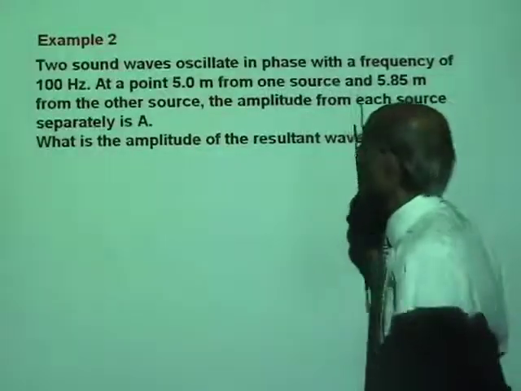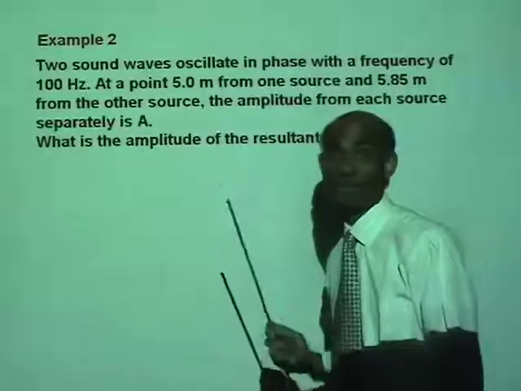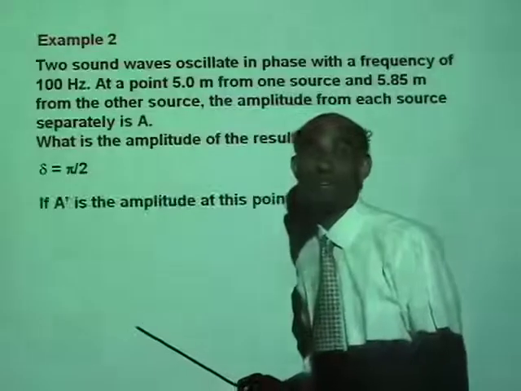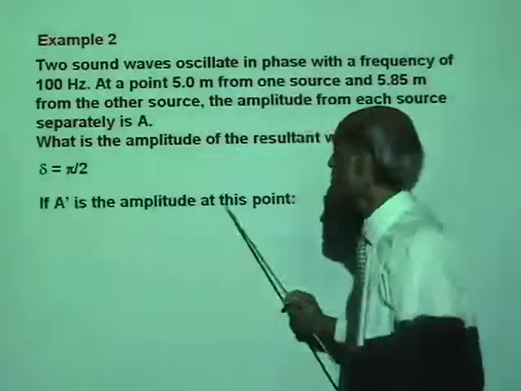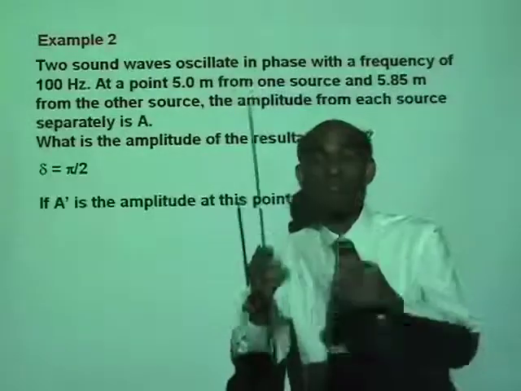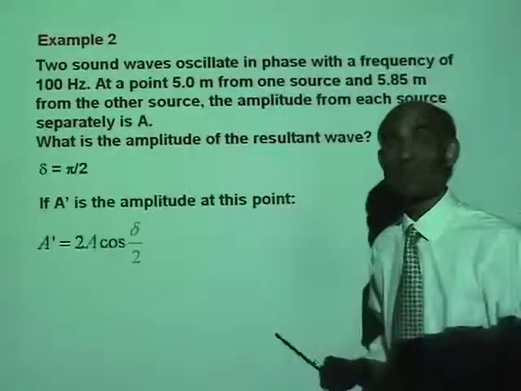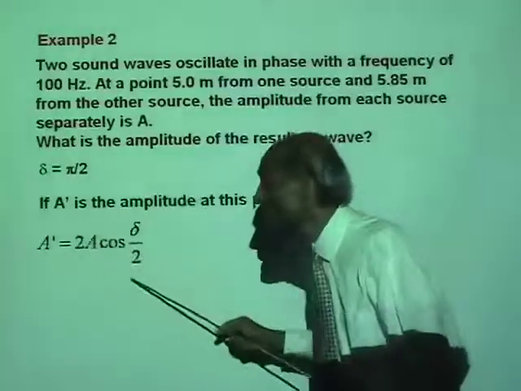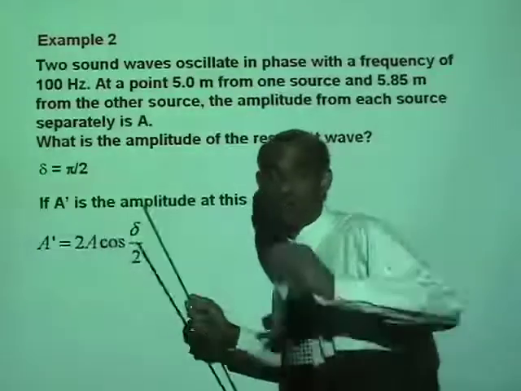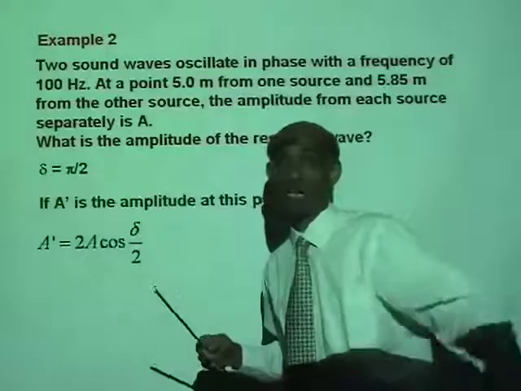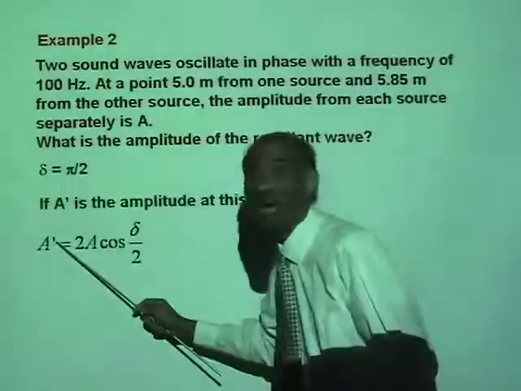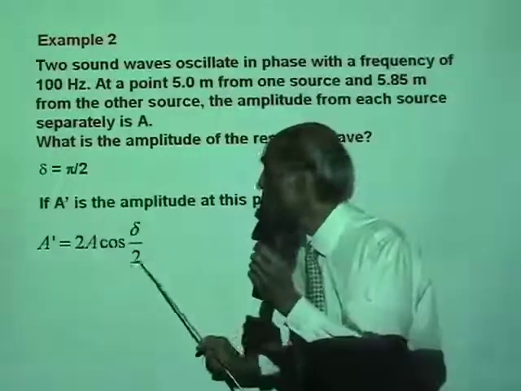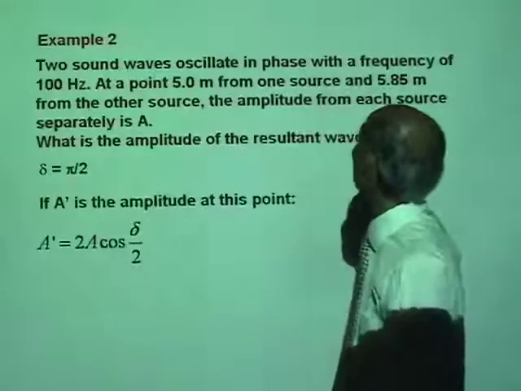What is the amplitude of the resultant wave? The same problem. What is the amplitude of the resultant wave? Well, if delta equals pi by 2, A prime is the amplitude of the waves meeting at that point. Do you remember the equation for the amplitude? The resultant amplitude is 2a cos delta by 2. I hope you remember from our discussion of harmonic waves earlier. So A prime will be 2a cos delta by 2.